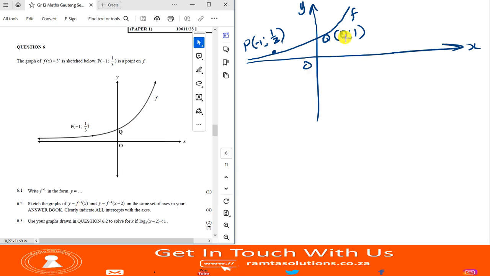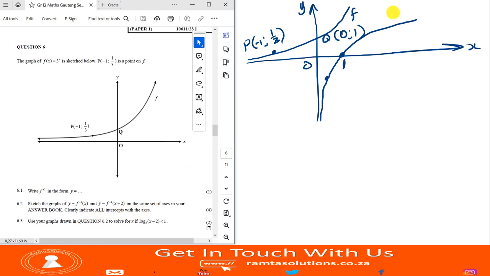This is 0 and 1. It'll become 1 and 0, which is here. This is minus 1 and 1 over 3. It'll become 1 over 3 and minus 1, which will be here. So this is your point. Okay? So what is this one here? It's 1. Okay? They said you must clearly indicate all intercepts with the axis.